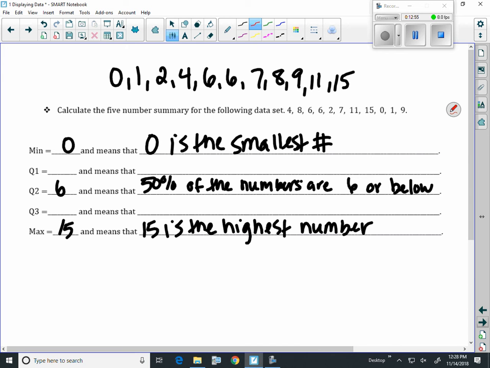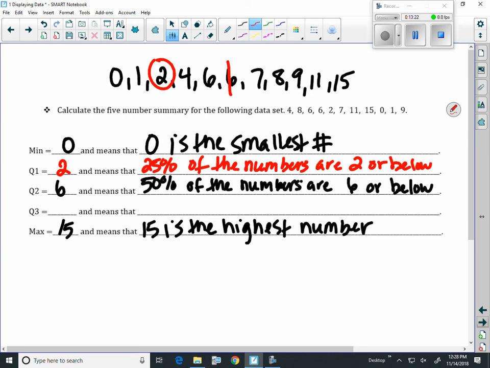Okay, quartile 1. So now, it was the middle one, so we crossed that one out. So then we're here. Yep, 2. Okay, what does that mean? 25% of the numbers are 2 or below. You could say 2 or less.